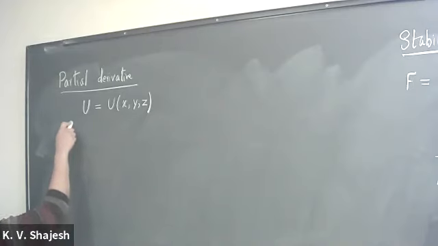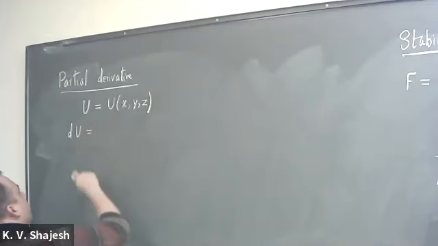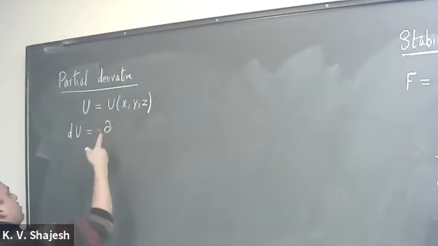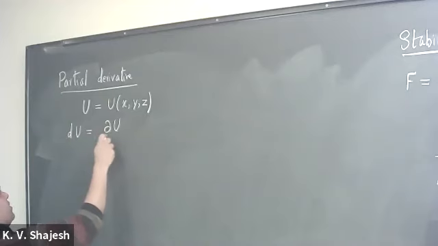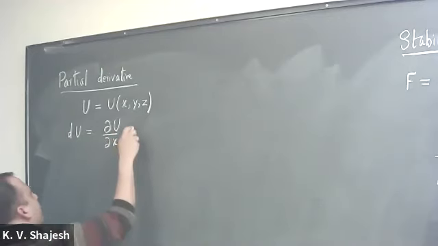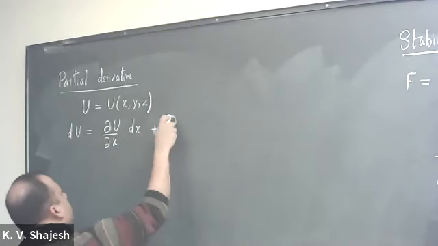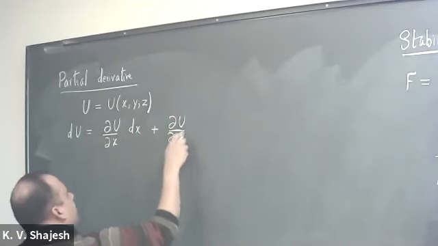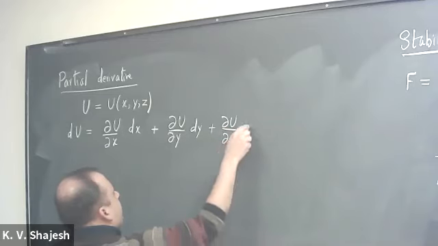In that case, a change in u will be given by, I can change it with x, y, or z. Notice the notation has changed. This is not really looking like a d. This is a curved d, called a partial derivative of u with respect to x, and then you say this is dx. But I could make a change with respect to y also, dy, plus partial derivative of u with respect to z, dz.